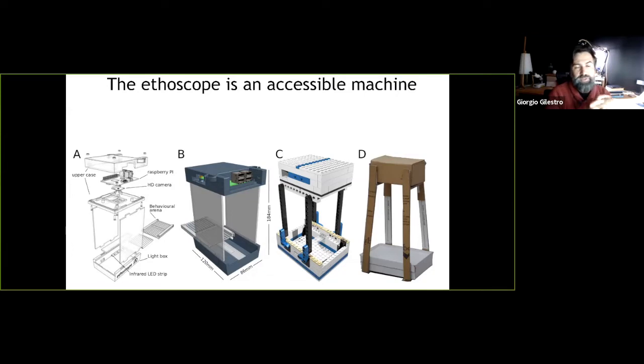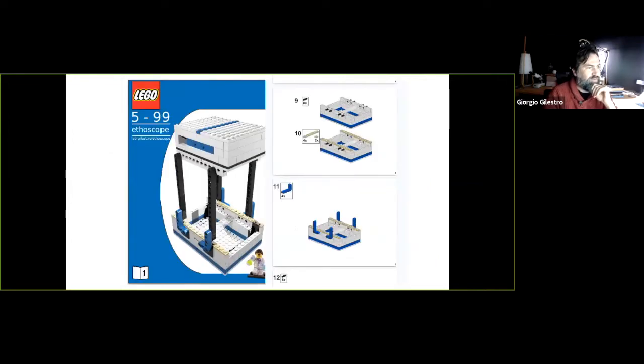But the paper also has instructions to build ethoscopes out of paper and cardboard. We just fold and glue things together. And there's even an instruction to build one out of Lego. In fact, this is the supplementary material of the paper that you can download from the PLOS Biology website. And it will guide you through how to build a fully functioning Lego ethoscope. Unfortunately, we did have to remove the Lego logo for copyright reasons, but we did manage to sneak in the Lego minifigure at the bottom.